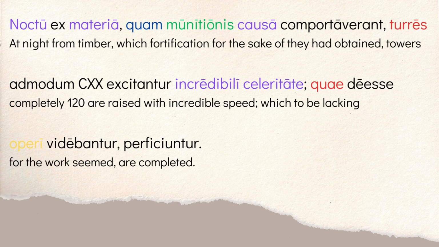Then you have quae deesse operi videbantur perficiuntur, right? So you have the things which seemed, videbantur, for the work to be lacking, they are completed, right? So it's saying that all these things that they had to do to make it work, to build the defenses, all of this gets completed in the night. And when he says this, it's kind of an odd phrase to say the things which seem to be lacking for the work. That's literally what he's saying here.